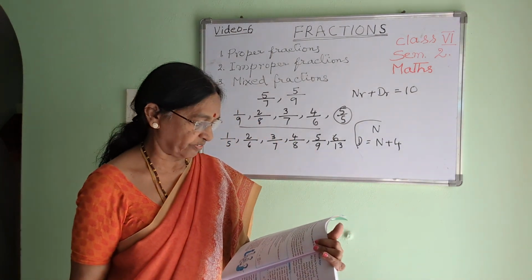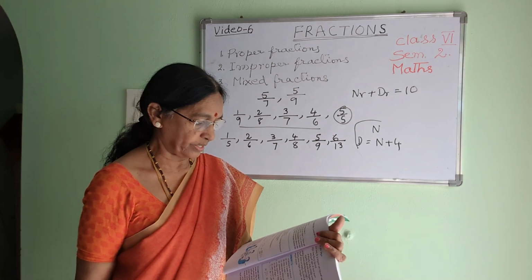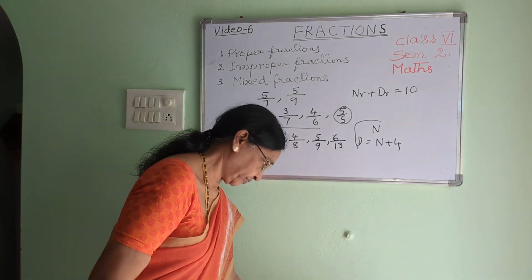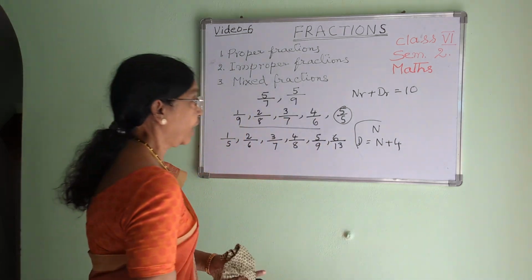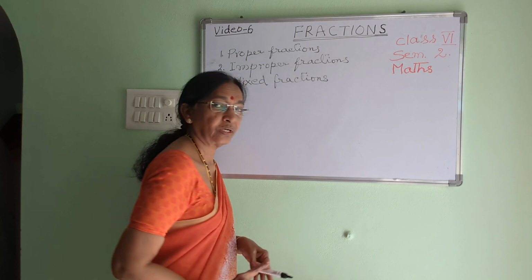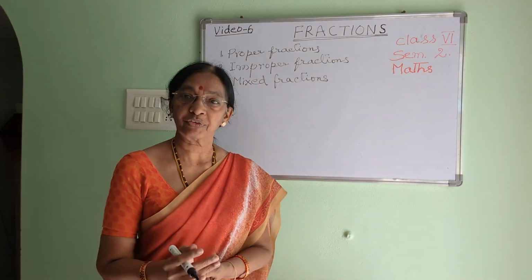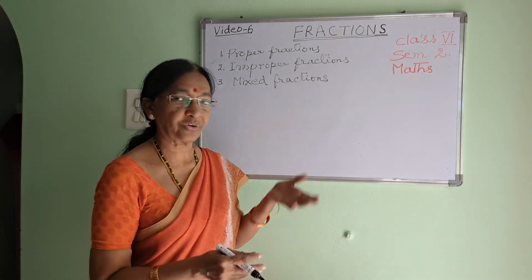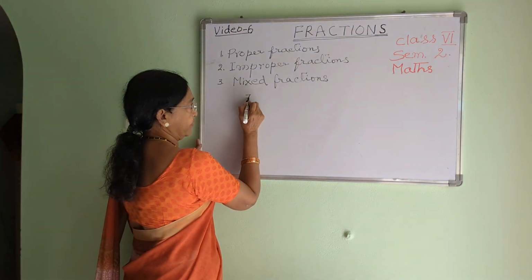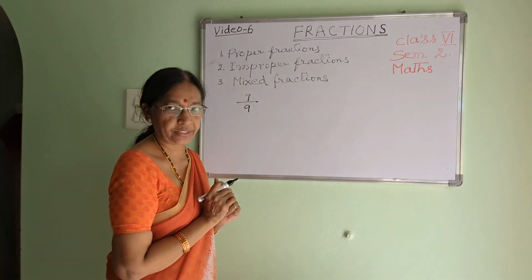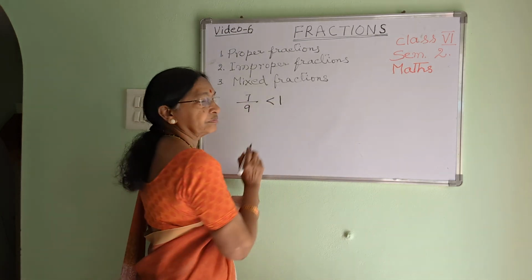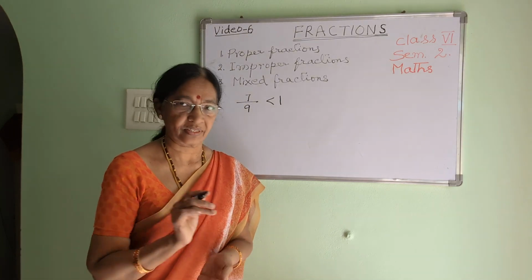Next problem. A fraction is given. How will you decide, by looking at it, whether the fraction is less than 1 or equal to 1? I have already told that the value of a proper fraction is always less than 1. Therefore, if the fraction is a proper fraction, its value is less than 1. Suppose there is 7 by 9. It is a proper fraction, the numerator is less than the denominator, therefore its value is less than 1. So all proper fractions are less than 1.